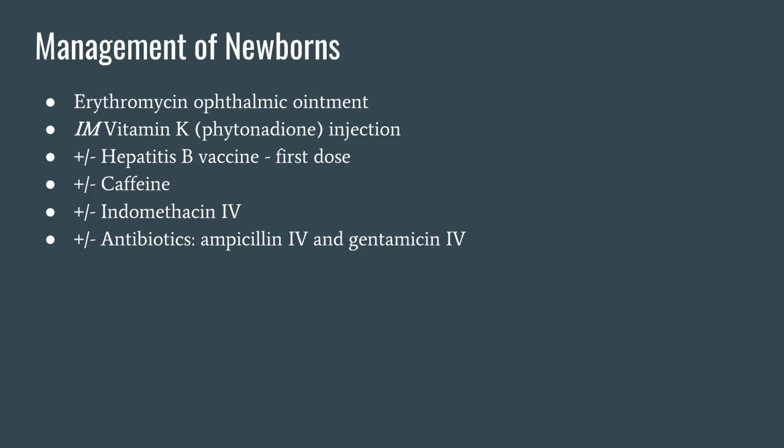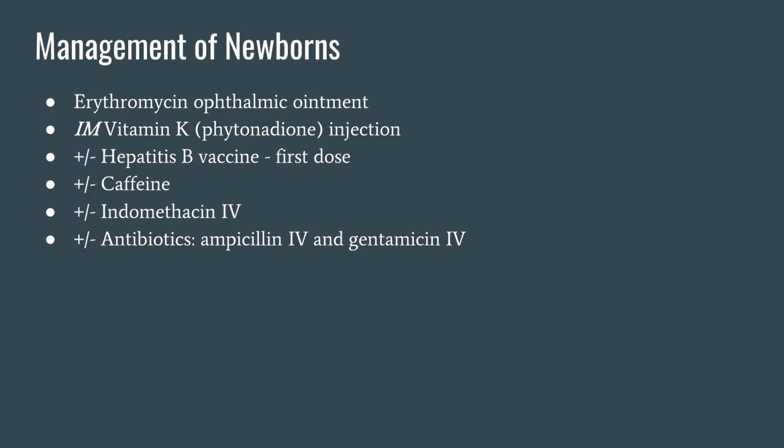The next four are really dependent on the baby's status. So hepatitis B vaccine, the first dose is recommended to be given shortly after birth, especially if babies are over 2 kilograms, or to any baby whose mother is hepatitis B surface antigen positive. Caffeine can be given IV or PO, and it's often initiated in the first days of life for premature infants to help with apnea of prematurity.